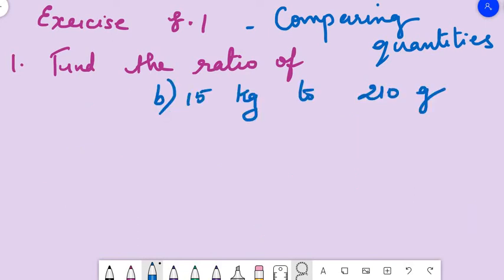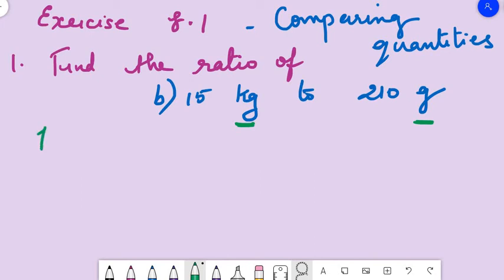Now we will have to find the ratio of 15 kg to 210 grams. So the important point which we should remember, as I said earlier, is that in order to find the ratio between two quantities, the units have to be the same. In this case, the units are different. This is expressed in kilograms, whereas the second quantity has been expressed in grams. Let us convert these kilograms into grams.